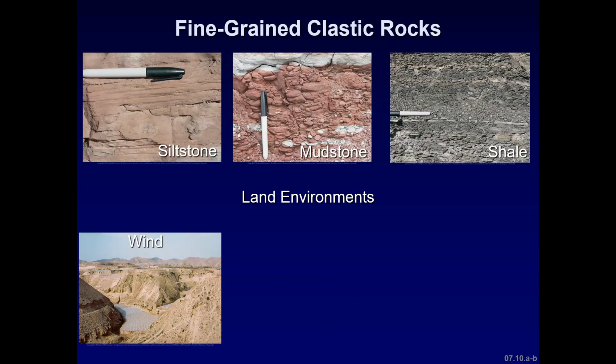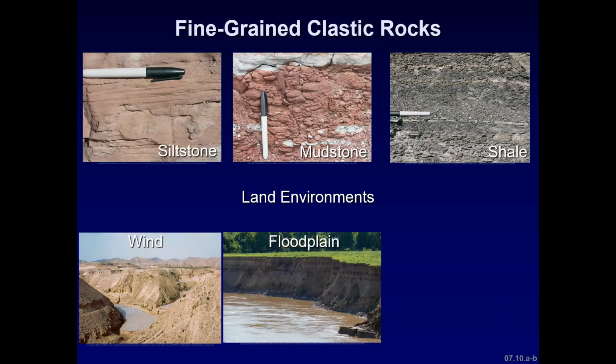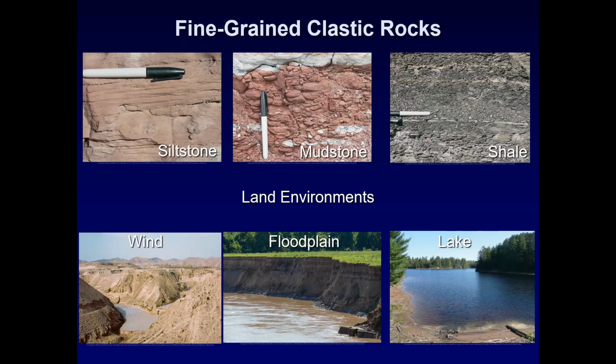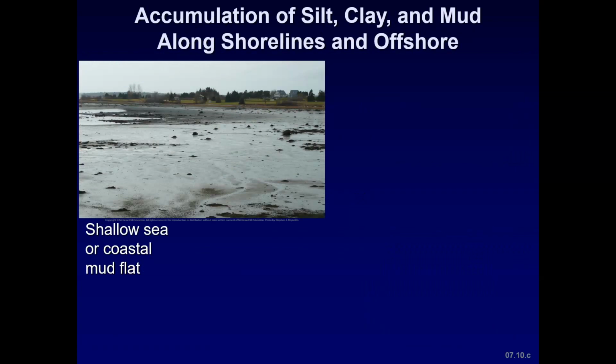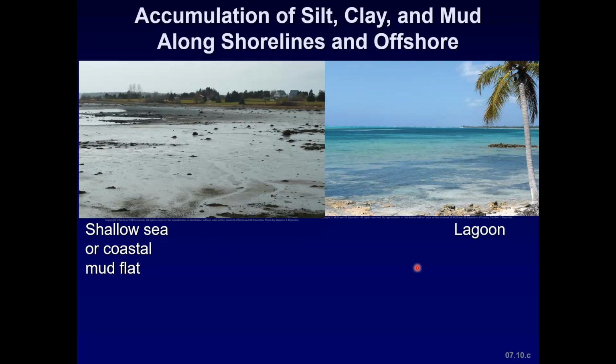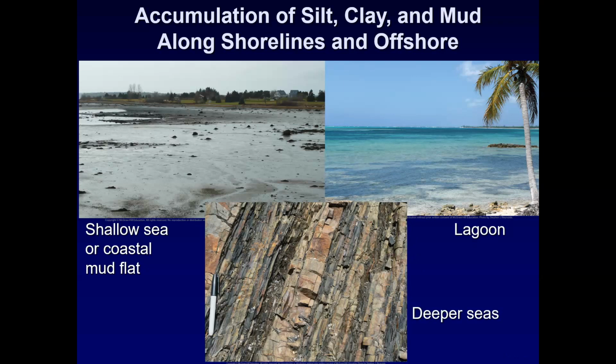Land environments include wind-blown accumulations, floodplains of meandering rivers, and bottoms of lakes. This is actually from Republic, Michigan. You can also get these rocks from soils that chemically weathered over time. And then silt, clay, and mud can accumulate along shorelines and offshore. This is a shallow sea or coastal mud flat. We have sediment accumulation on continental shelves, slopes, and continental seas. Lagoons trap fine sediment carried by streams, rivers, and wind. Deeper seas have fine particles carried by wind and ocean currents.